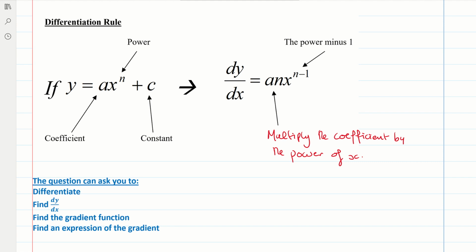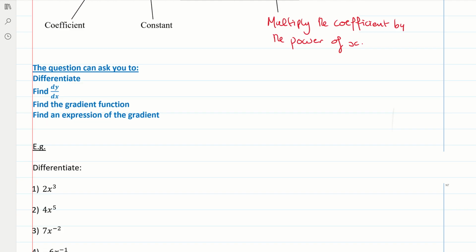Now, a question might ask you to differentiate in different ways. It might say differentiate. It might say find dy over dx. It might say find the gradient function, the equation of the gradient. It might say find an expression for the gradient. It means the same thing. It wants you to differentiate.